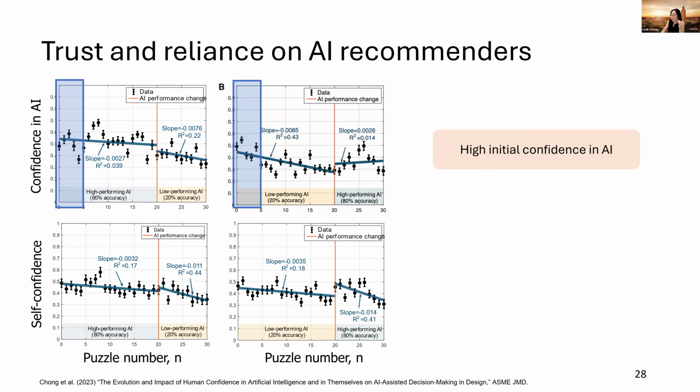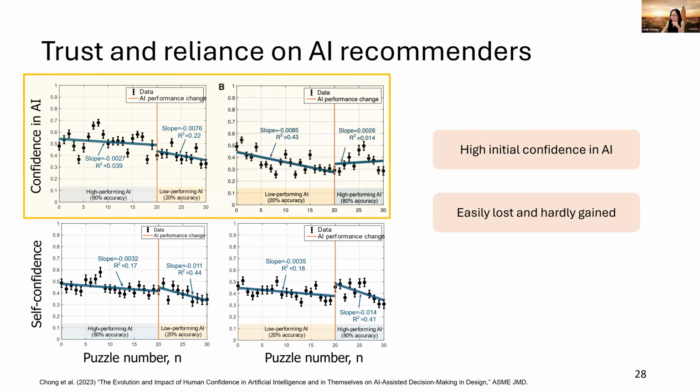So initially they start with high confidence. And what you might already have expected is that the confidence in the AI is very easily lost. In the first condition, when it turned from high performing to low performing AI, there's a significant drop afterwards. But in the second condition, when it went from low performing to high performing AI, the change in the plot is not statistically significant, showing that it is very difficult to regain confidence in the AI after they have lost your trust.